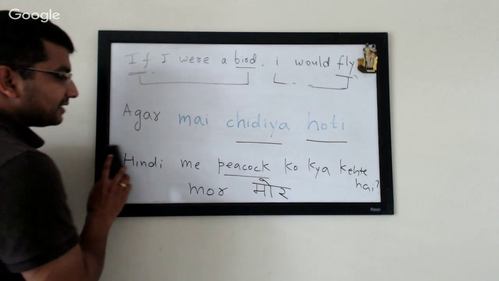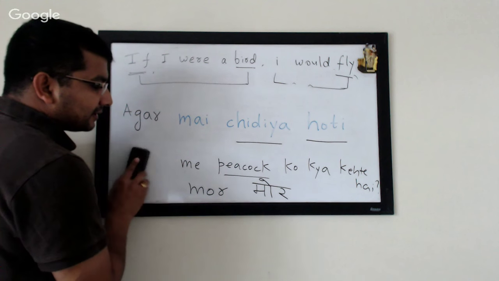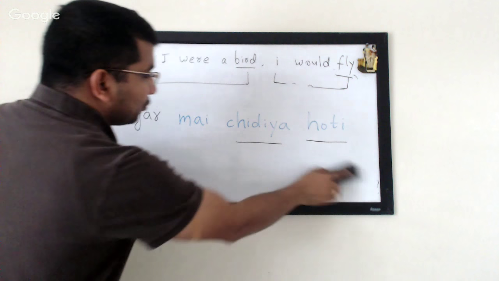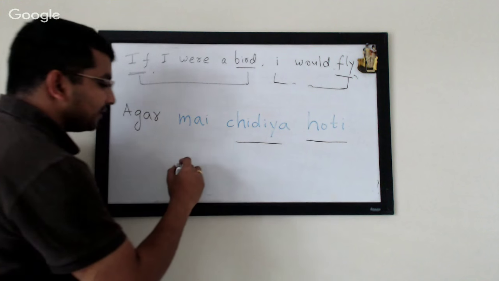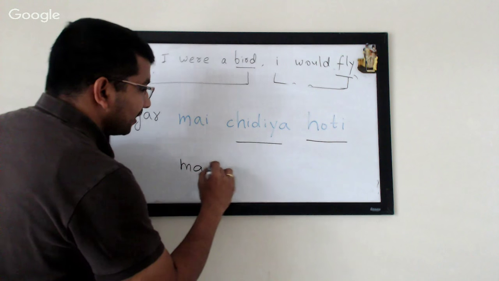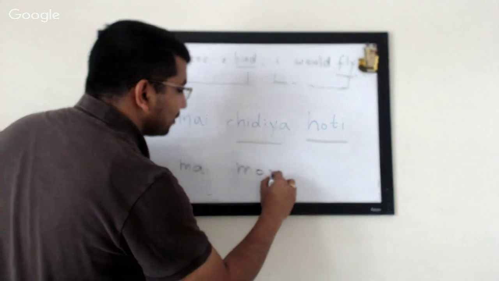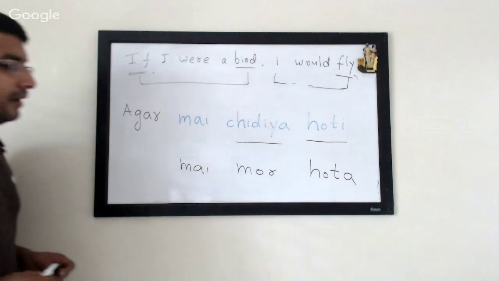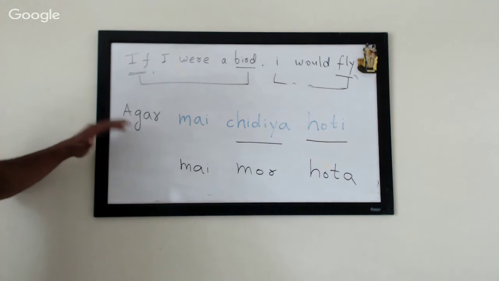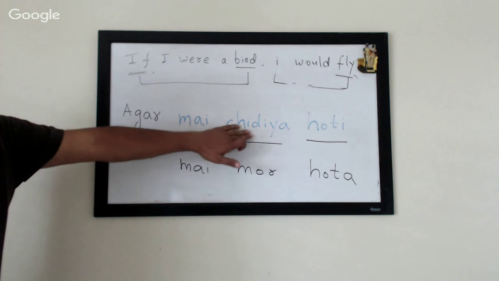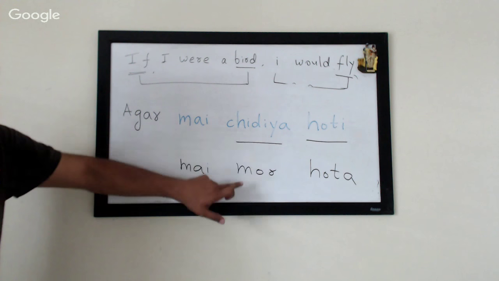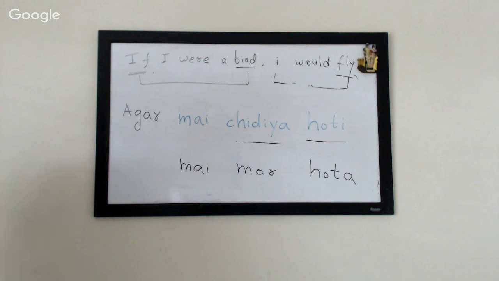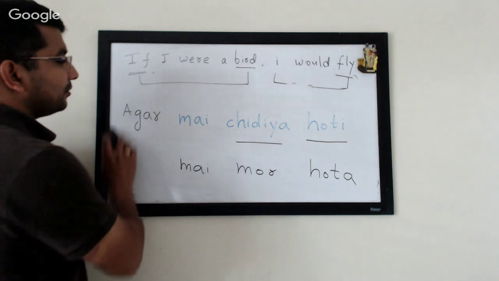Okay, so in this case, if you were to write the same sentence in Hindi, you will say अगर मैं मोर होता, as most of you already pointed out, अगर मैं मोर होता, right? So we've gone through one where the noun is feminine and one where the noun or the object is masculine, right? Now let's learn the second sentence.